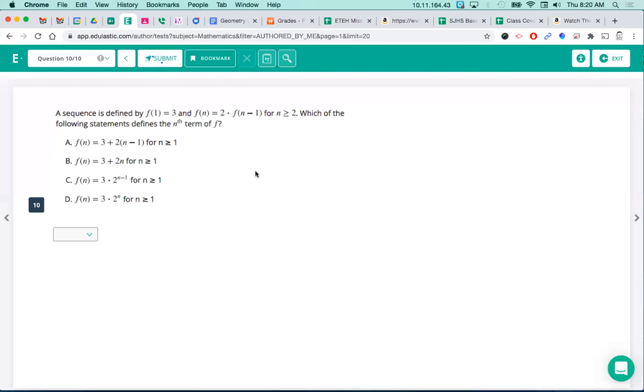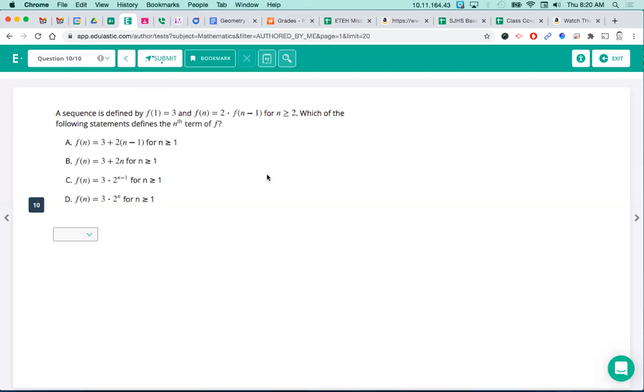Last one. The sequence is defined by f of 1 equals 3 and f of n equals 2 times f of n minus 1 for n is greater than or equal to 2. Which of the following statements defines the nth term of f? Well, this recursive definition is showing us a geometric sequence because we have f of n equals 2 times the previous term.